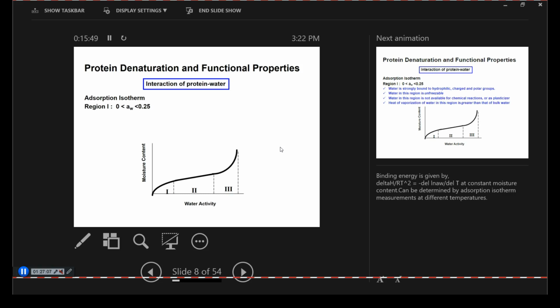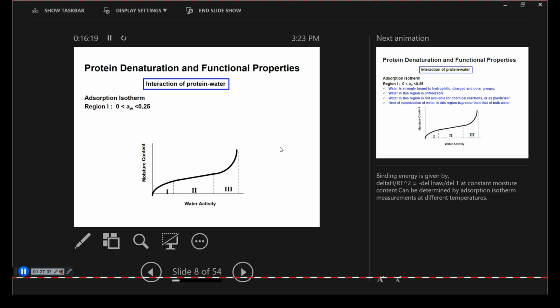Anyway, but I will break it down as it's related to proteins only. So in this case, we have 3 sections or regions of this isotherm. The first region is when the water activity is very, very low, so it's 0 to 0.25. This is where you have minimal chemical reactions or microbial growth.